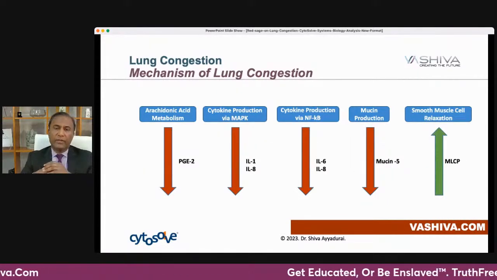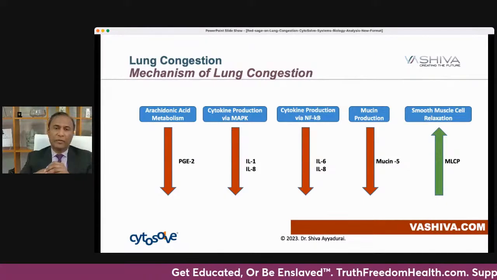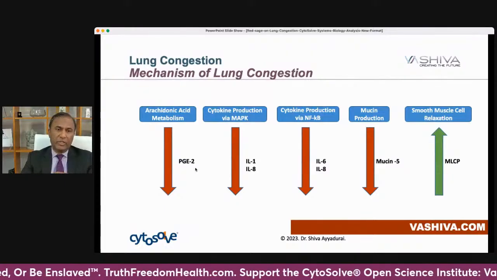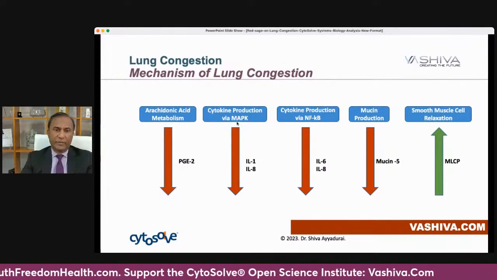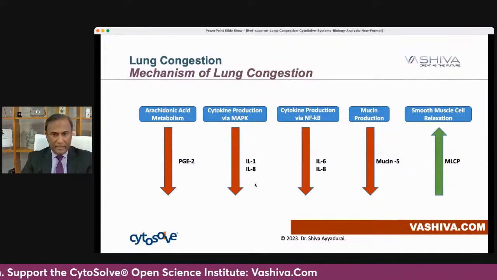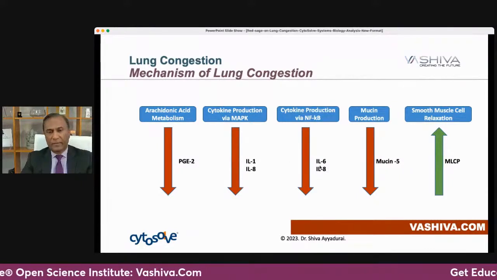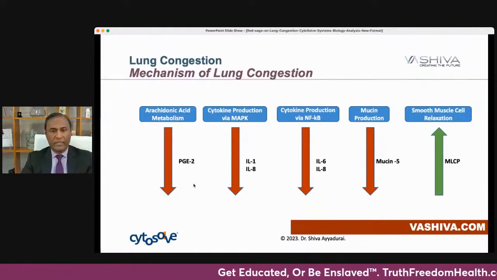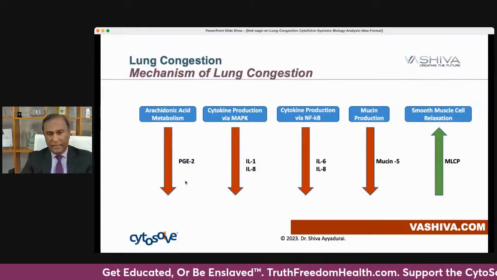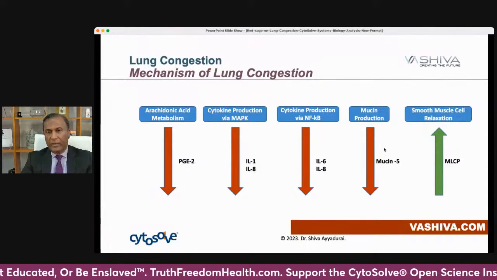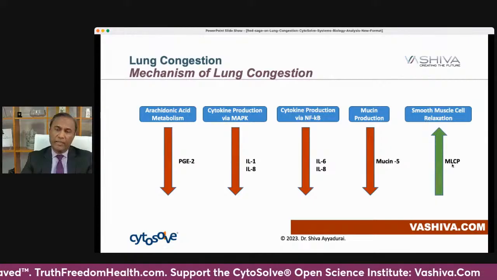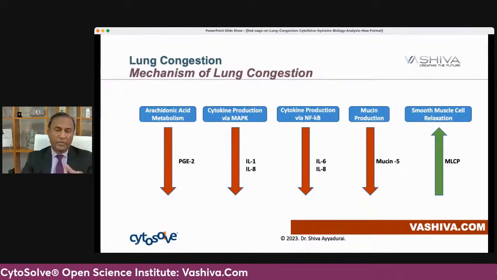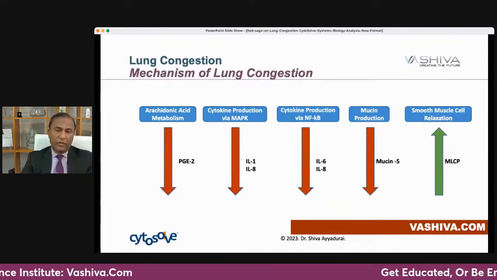What I want to show you here is that in 4 of those pathways, you want to bring down certain parameters. In arachidonic acid metabolism, PGE2 needs to be brought down. In cytokine production via MAPK, IL-1 and IL-8 need to be brought down. In cytokine production via NF-kappa B, IL-6 and IL-8. And for mucin production, you want to bring down mucin 5. So these are the 4 pathways where you're trying to bring down these 6 variables. However, you also want to do something positive. You want to increase MLCP, because that lets your smooth muscles relax, and that's what gets you all tight so that you feel horrible.